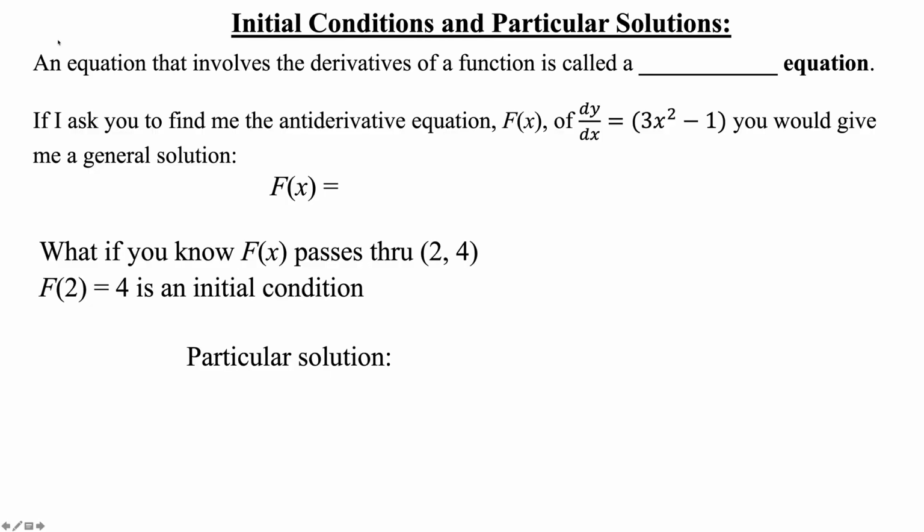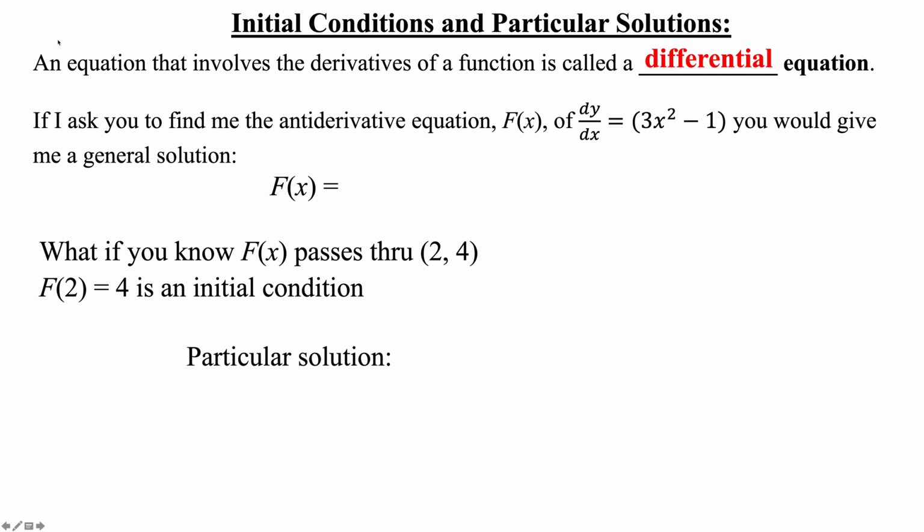All right, here's part 2 of 4.9. We're going to look at initial conditions and particular solutions. This is where we can find the actual value of the constant at the end of our antiderivative. So an equation that involves the derivatives of a function is called a differential equation.